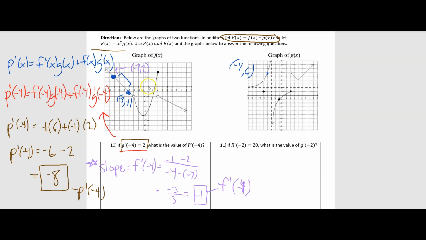All right, we are now moving on to question 12. Scroll down there. So question 12 says, find the equation of the line tangent to the graph of p of x when x is equal to negative 4. So whenever I see the words write the equation or find the equation of the tangent line, I like to start off with my general equation of a tangent line. So y minus y1 equals m times the quantity x minus x1.